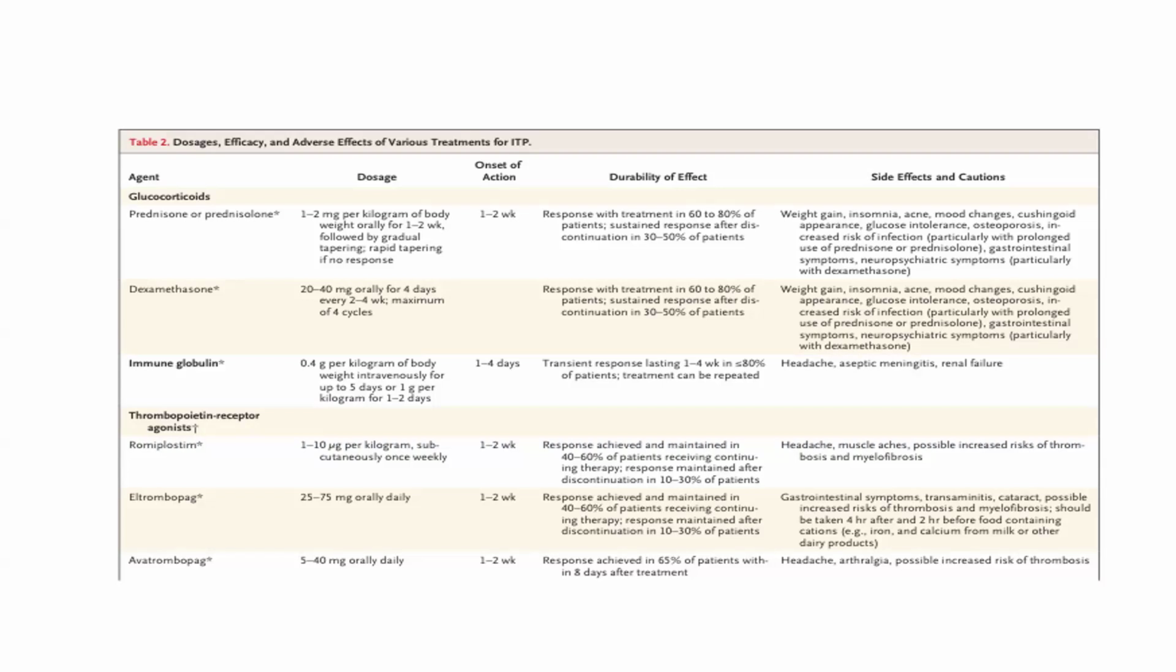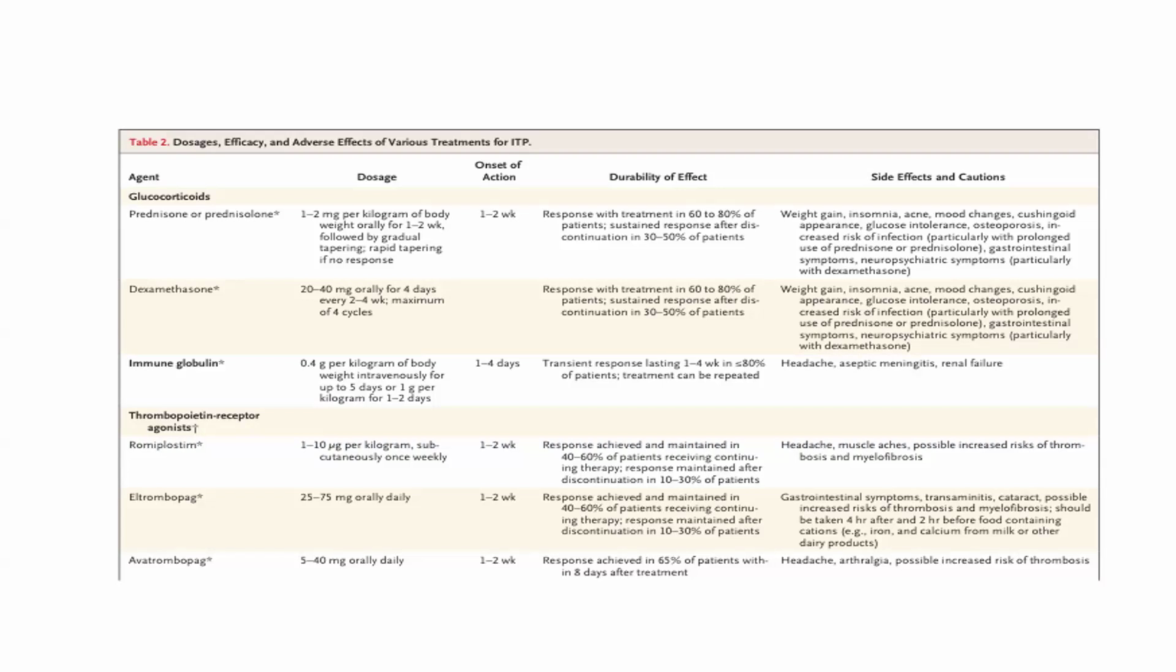The next treatment line that can be used is immunoglobulin, that is 0.4 g per kg of body weight intravenously for up to 5 days or 1 gram per kg for 1 to 2 days. Side effects are headache, aseptic meningitis, and renal failure.